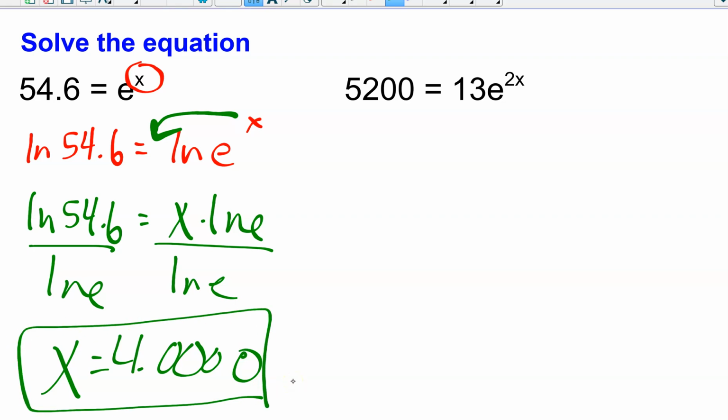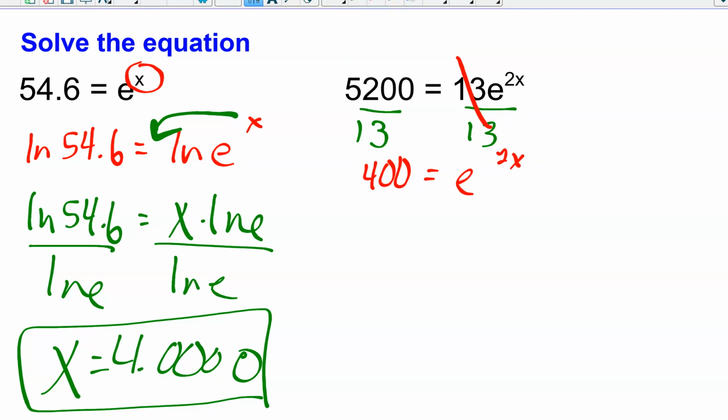And if we take a look at this one right here, in order to natural log, we don't want this 13 sitting inside. We don't want to do this because then we got this 13 to deal with. And that's going to be a lot more difficult. So what we're going to do is we're going to divide by 13 first, which is going to give us 400 equals e to the 2x.